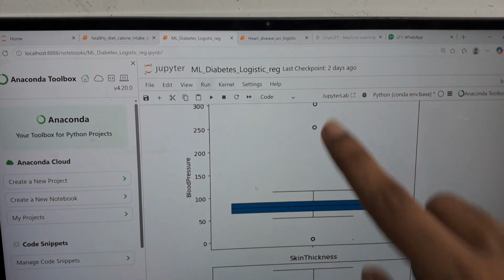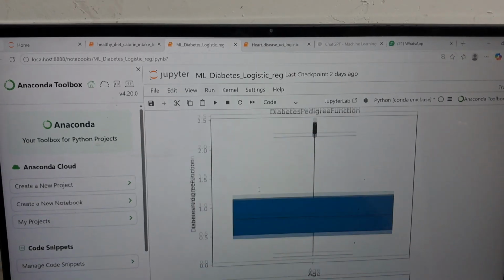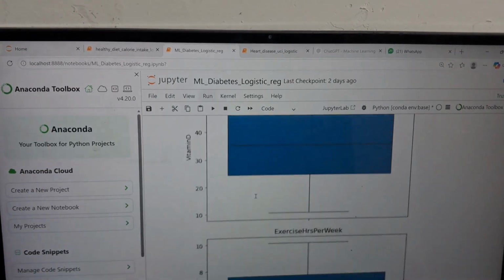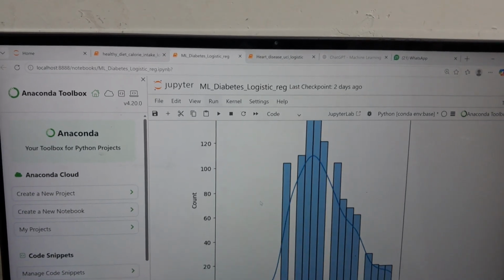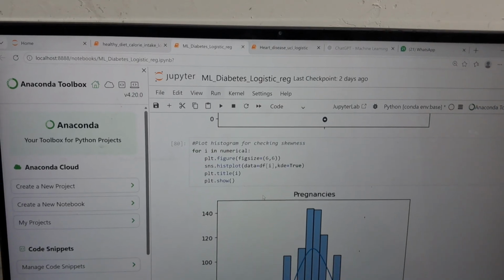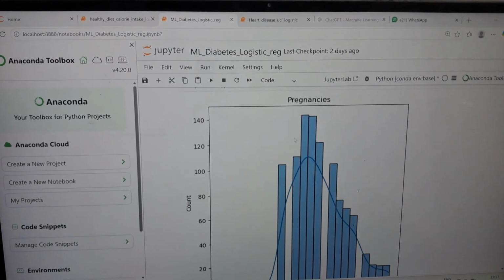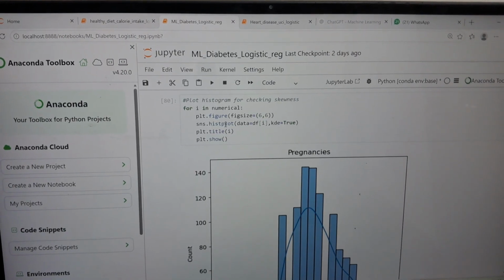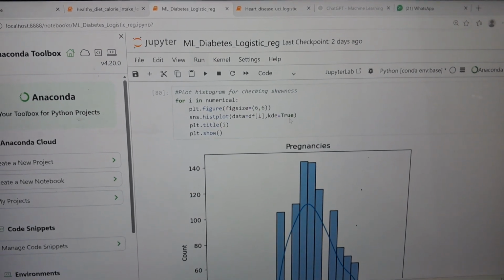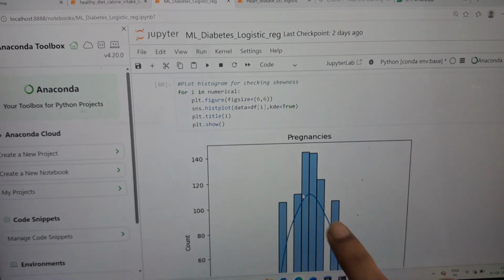So these are outliers. So now I have to remove outliers from this. And I'll also check skewness, the distribution of the data, by using histoplot. So I'll plot histoplot. KDE means this curve line.